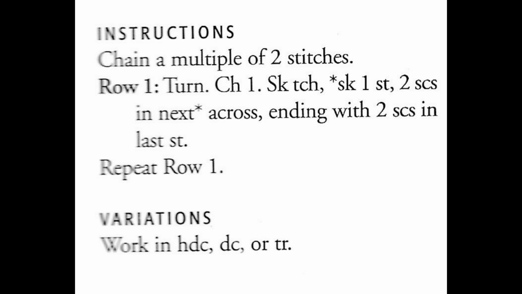So you would calculate that by taking 8 times 4, which equals 32. And then if you add the 2 like it says, then you're going to need to chain 34. That's what that means at the very beginning of your foundation row. So this is such an important part of your pattern.